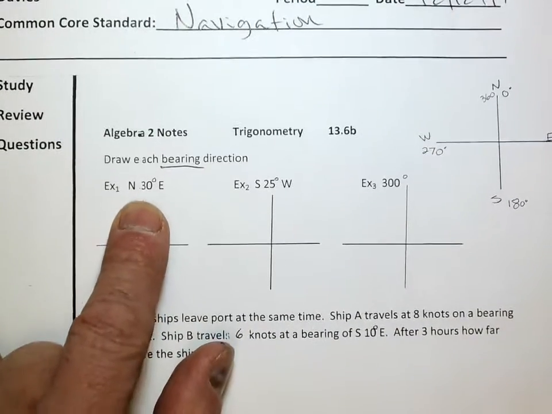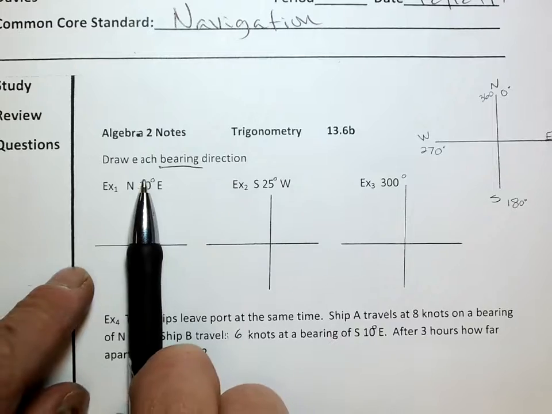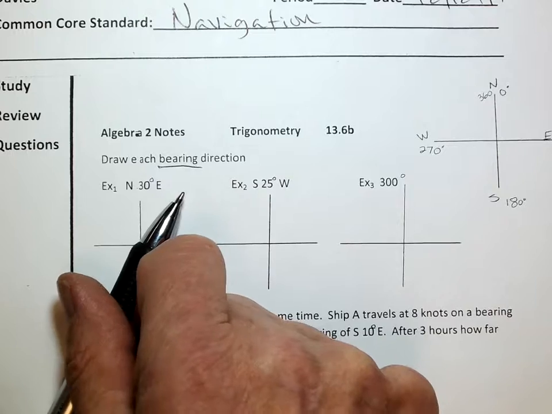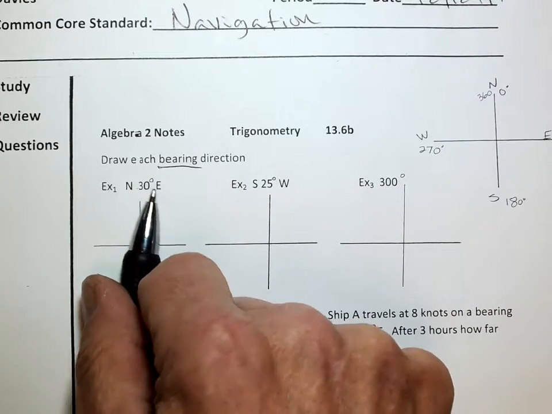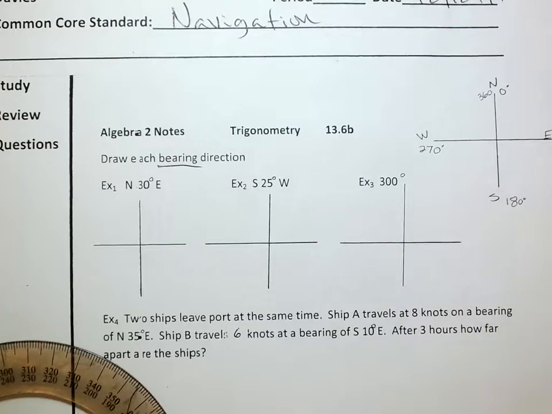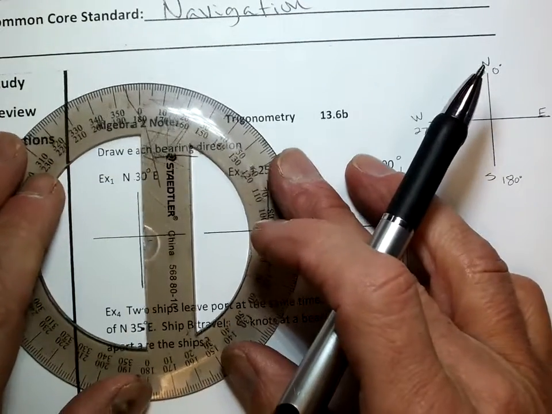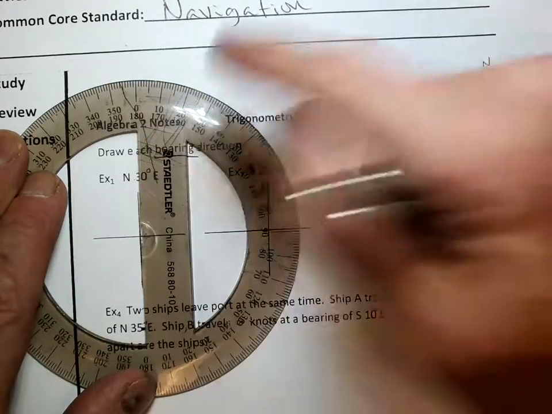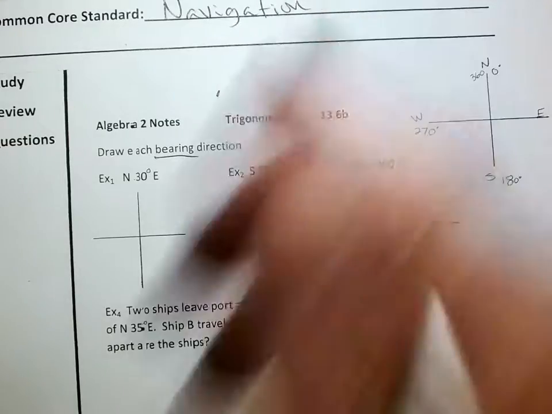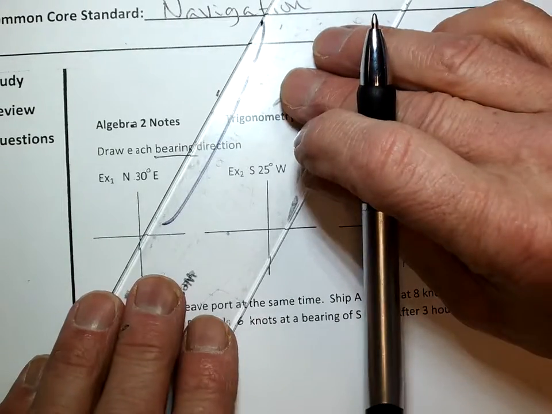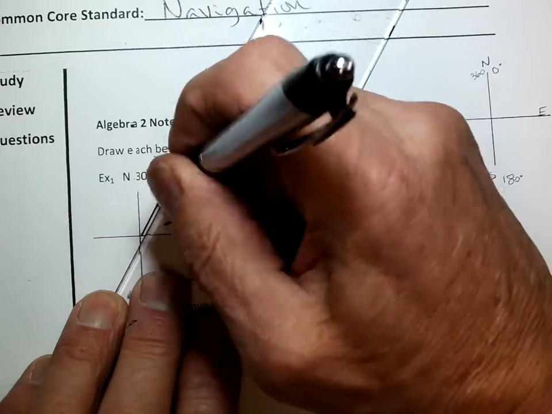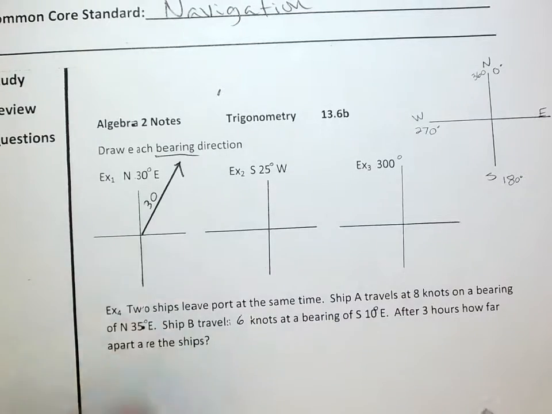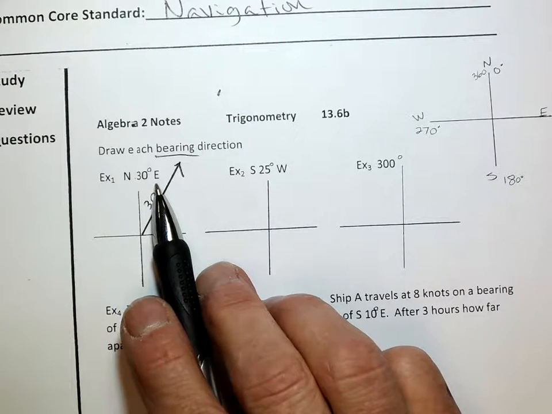Watch. If I'm pointing north, I'm going to rotate 30 degrees towards the east. That's all I'm going to do. So I'm looking north, and I rotate 30 degrees to the east. I put my protractor, zero it out at north, and rotate towards the east 30 degrees. For a boat or an airplane, I'd be heading in that direction.